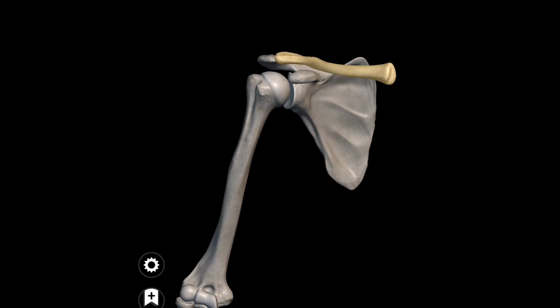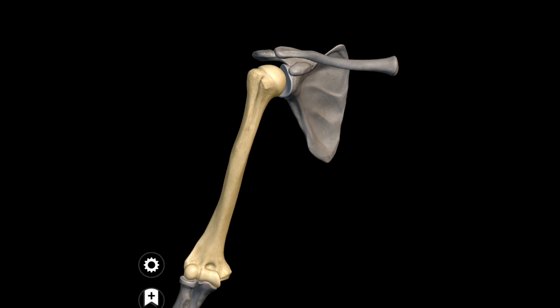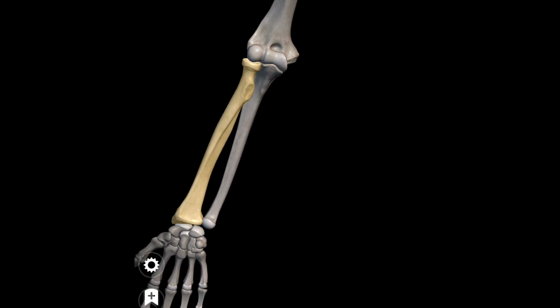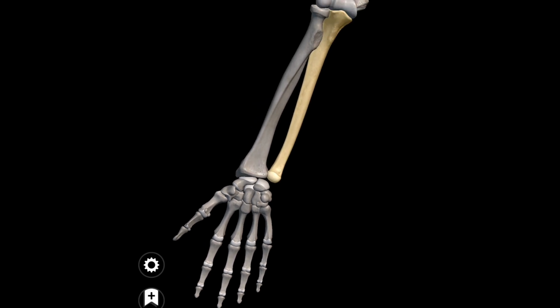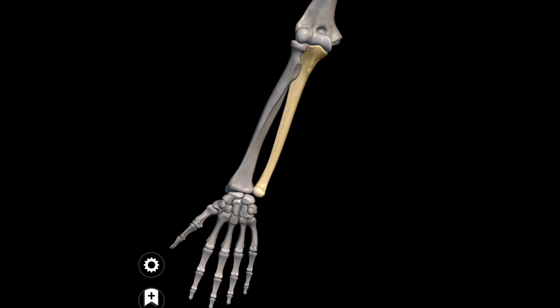Another bone here is the clavicle. Okay, this is the humerus, and below here there is the radius. Radius is toward the thumb side, and there is the ulna. Ulna is toward the little finger. Okay, now these are the three bones.